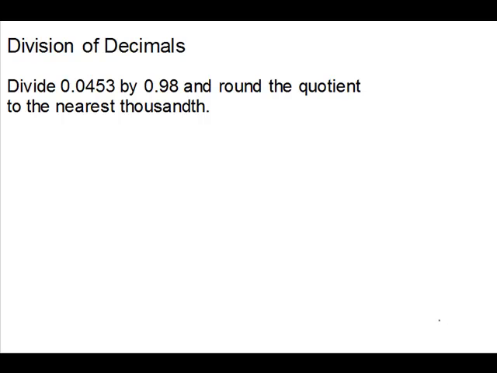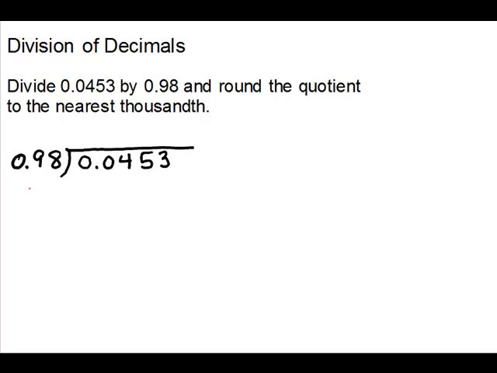For our next problem, we have a clue that it's not going to work out very nice. It says divide 0.0453 by 0.98 and round the quotient to the nearest thousandth. So we're going to have to keep adding some zeros at the end. When we set up in our long division grid, remember the number you divide by is the divisor. So the 0.98 is going on the outside of the grid.